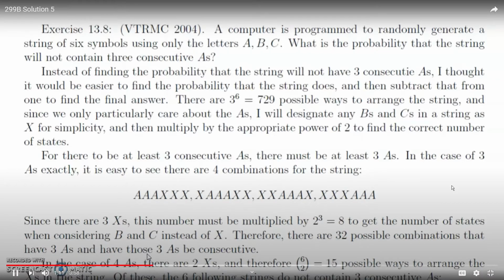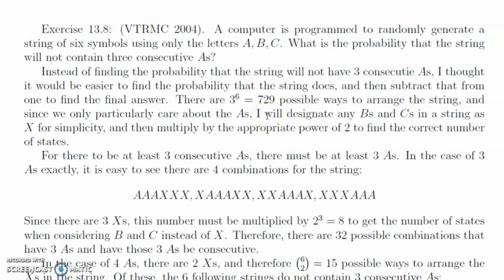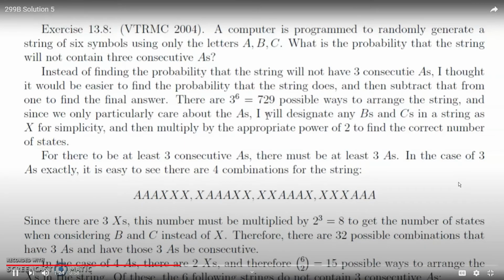b's and c's. For there to be at least 3 consecutive a's in the string, you know that there has to be at least 3 a's in the first place. So I'm just going to look at the cases where there are 3, there are 4, there are 5, and there are 6 a's respectively.